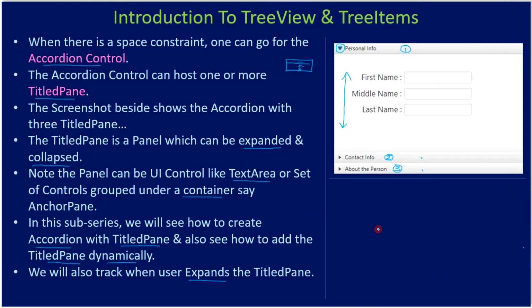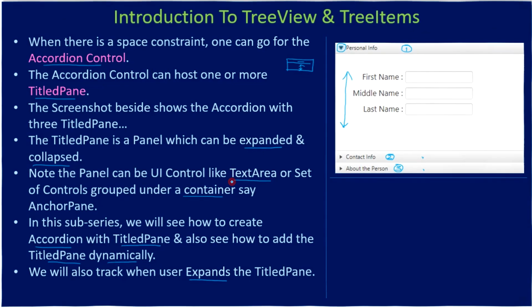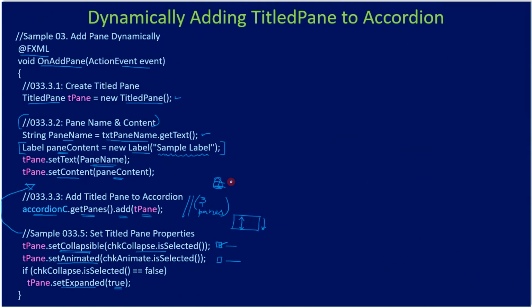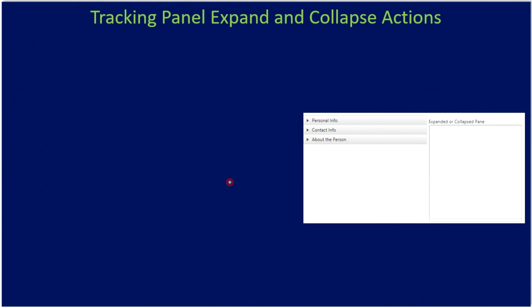So first we learned about the TreeView and the accordion control. So we learned about accordion as well as a TitledPane. Then we saw how to add TitledPane dynamically to the accordion control. Now we will see how to track panel expand as well as a collapse event.